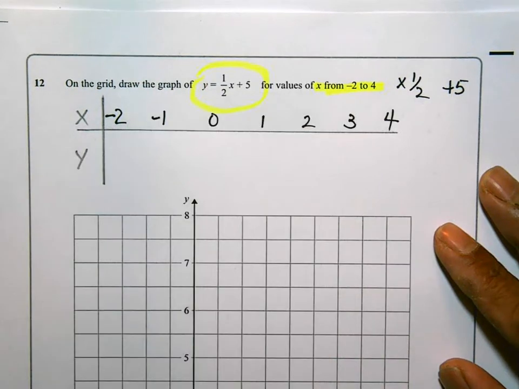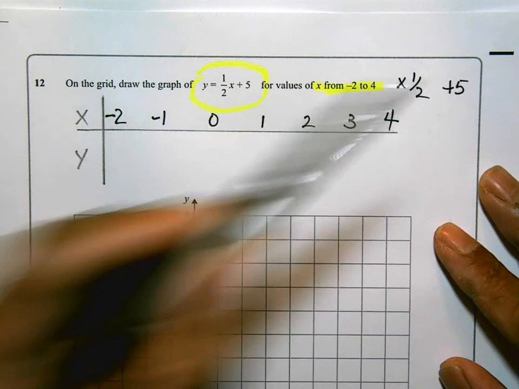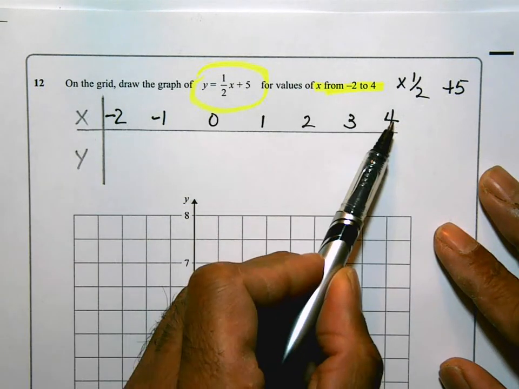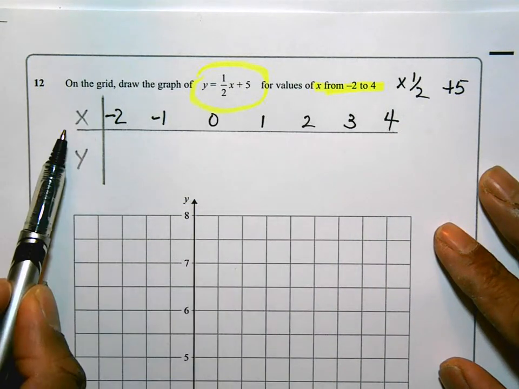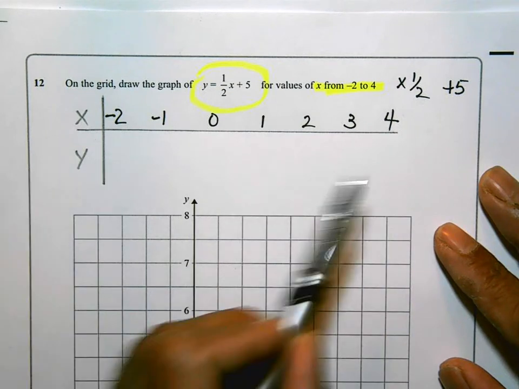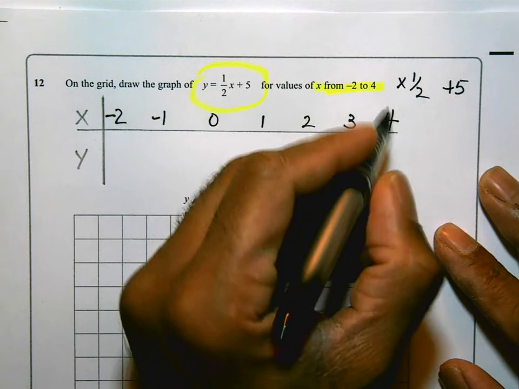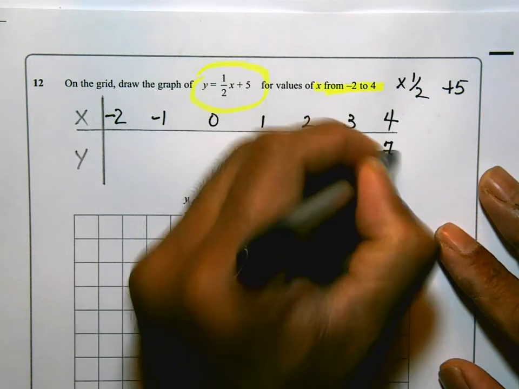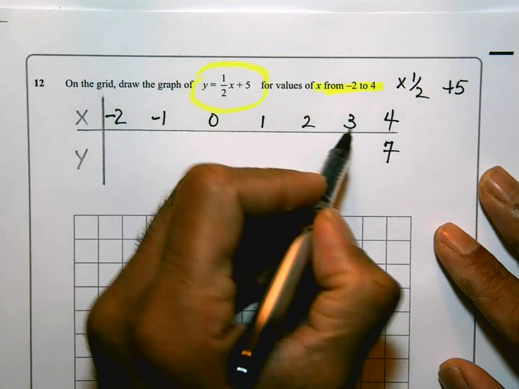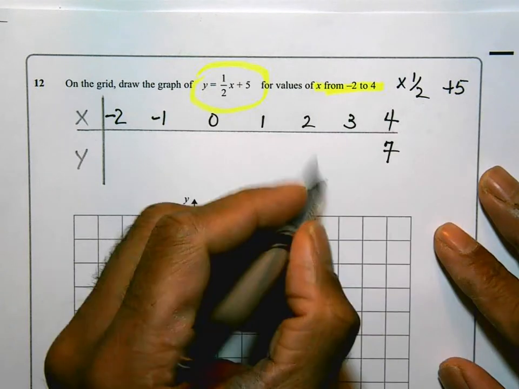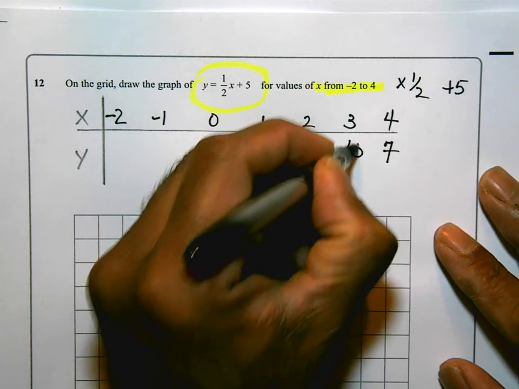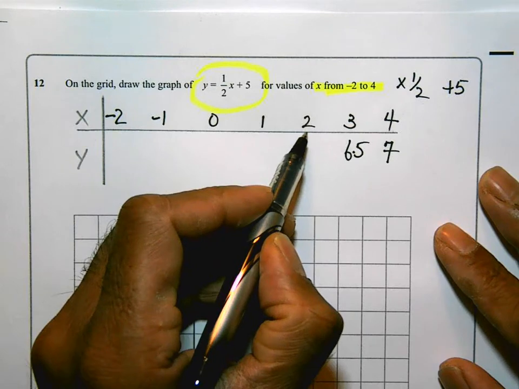So remember what I said. I need to half it and then add 5. Always start from the positive end and work your way downwards. You might see a pattern, and then you could predict the rest of them. So a half of 4 is 2. 2 add 5 is 7. A half of 3 is 1.5. 1.5 plus 5 is 6.5. A half of 2 is 1. 1 plus 5 is 6.